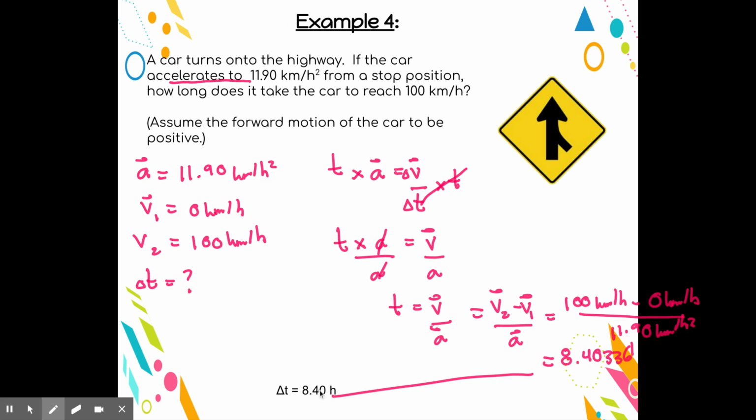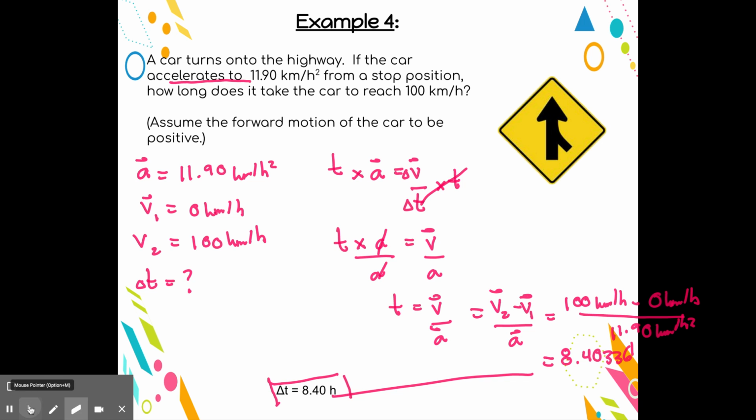So 8.40, and because we're dealing with kilometers per hour, my unit for time in this situation is hours. Time does not have a direction because it's a scalar, so we don't have to put a direction on it.